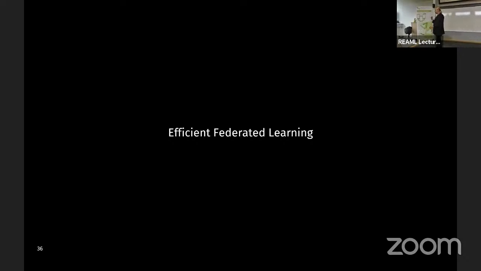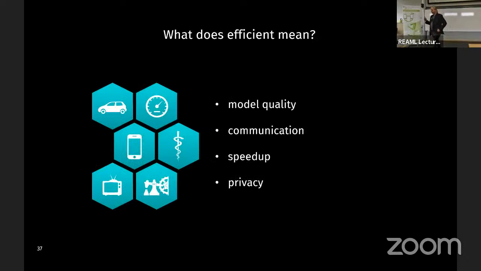Before, I want to say what makes federated learning efficient. So what are the criteria with which we decide whether an algorithm or an approach is good or is efficient? And the four topics people usually talk about are model quality.